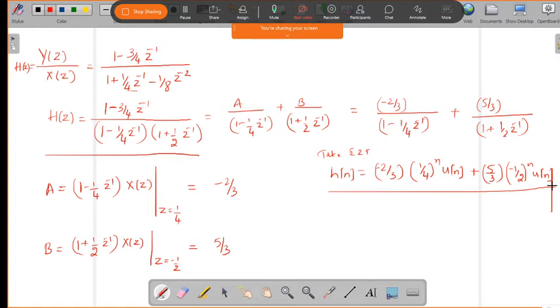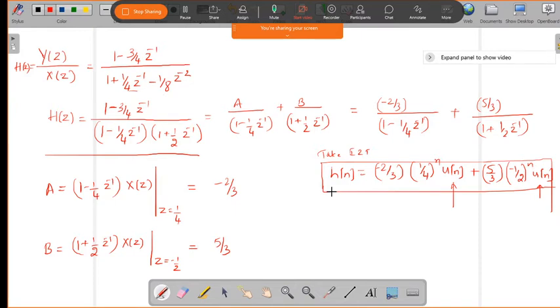Since the problem says it is causal, you have to take the right sided sequence. Even if it is not specified, the inverse transform gives u of n. So this is the impulse response of the system for the given input and output. Now take one more and try to find the impulse response.